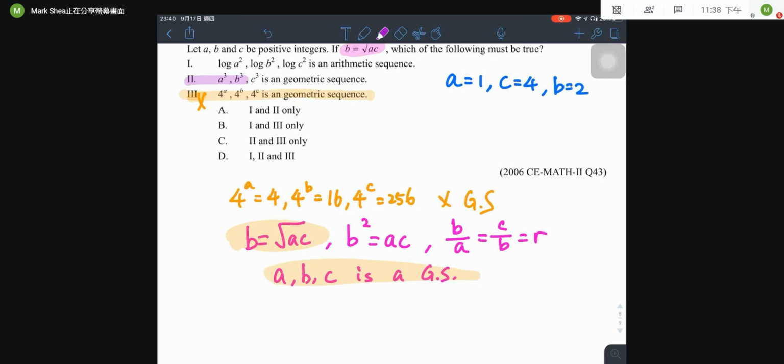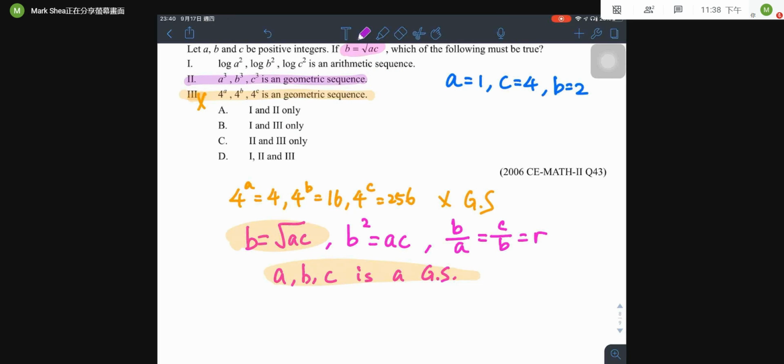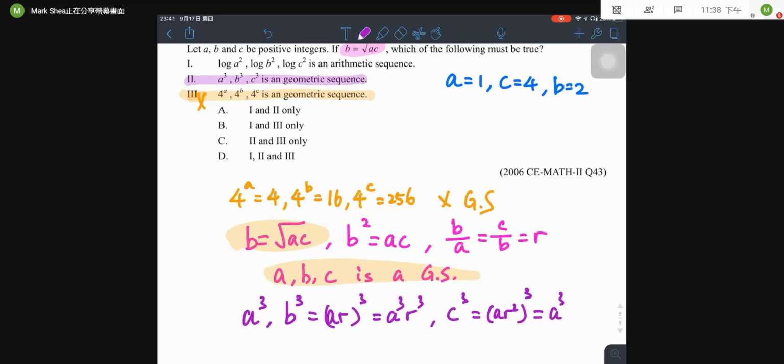Now, if A, B, C is a GS, then how can you know A cube, B cube, C cube is a GS? Now, with A cube as the first term, how about B cube? Because B is A times R, B cube will be AR to the power 3, which is A cube and then R cube. And then next, how about C? C to the power 3 will be AR squared to the power 3, because C is the third term, so it will be AR squared. So it will be A cube and then R to the power 6.